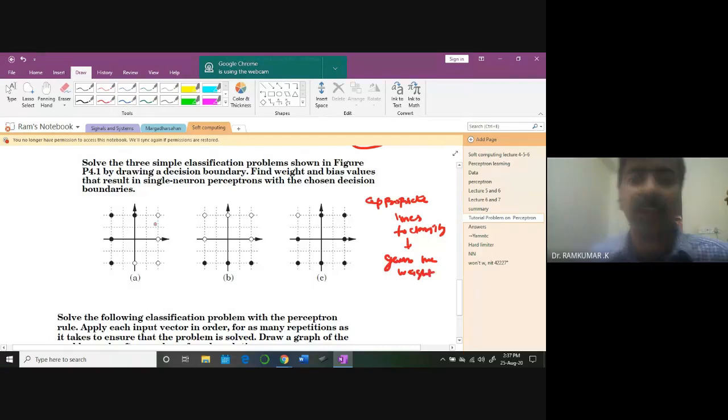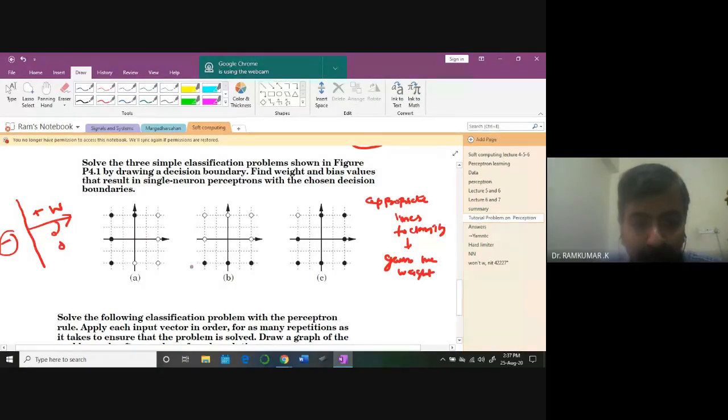Because we know one key idea. What is that? Whatever line you are going to draw, weights will always be perpendicular to the line, and white dots should come on the positive side of the line, and black dots should come on the negative side. Think about that. Draw the weights and then look at the angles and let me know the weights for ABC. ABC problem. Think about it.